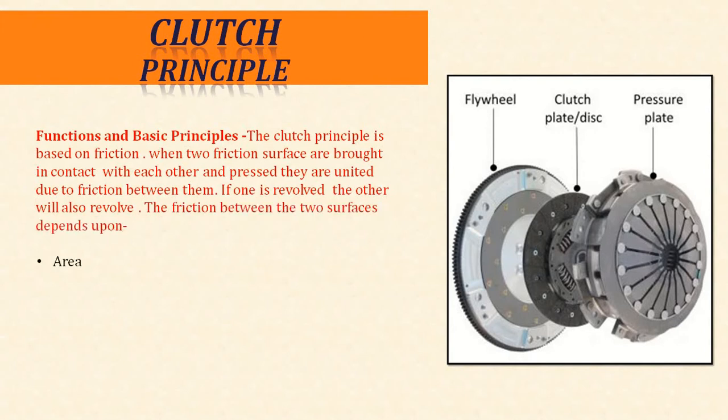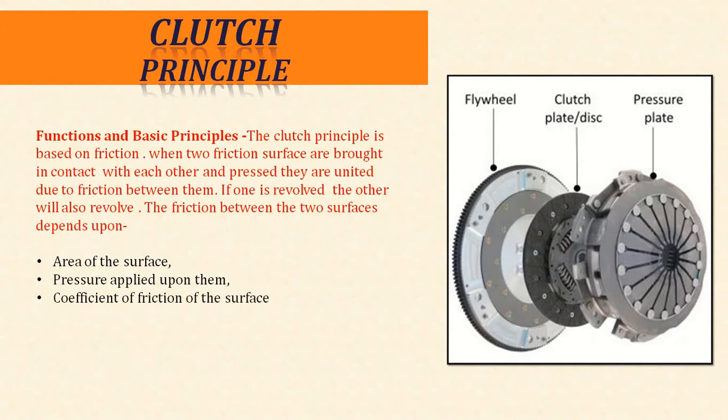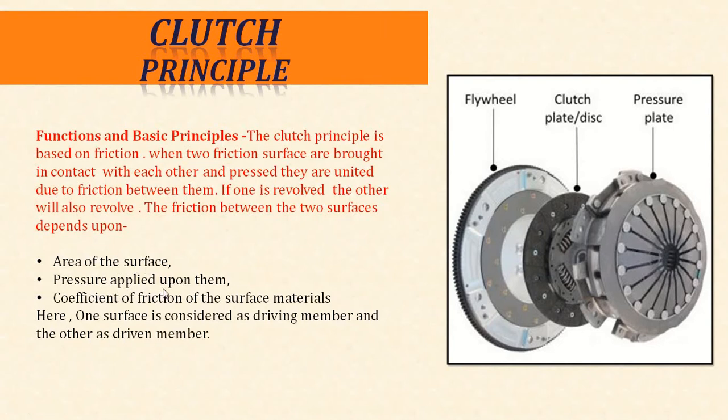If one is revolved, the other will also revolve. The friction between two surfaces depends upon the area of the surface, that is the total area of the disk, the pressure applied upon them, that is the axial load applied on the pressure plate, and the coefficient of friction, mu, of the surface material. Here one of the surfaces is considered the driving member and the other the driven member.